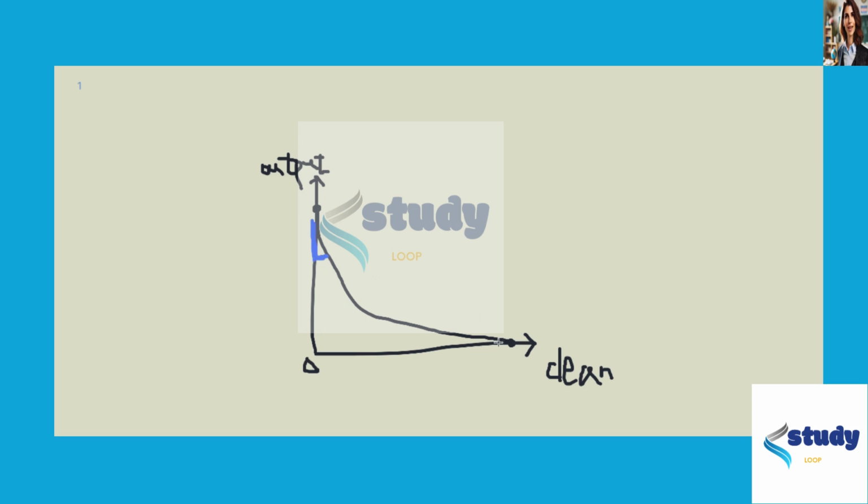But on the right hand side of the graph, if you do not produce a lot, and you start to produce a little bit, it is only going to make your environment a little bit polluted. So that's the idea.